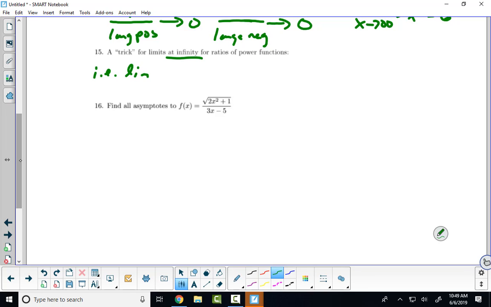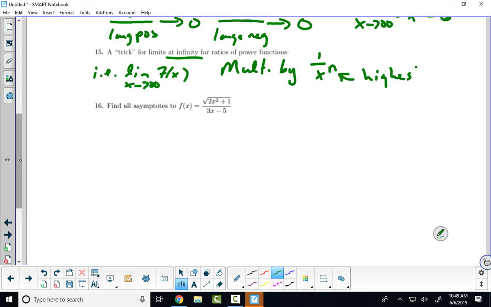So anyway, when you deal with limits at infinity, i.e. when you're looking at the limit as x approaches infinity of f of x, the trick to dealing with this is to multiply by 1 over x to the highest power seen in the denominator. One over x raised to the highest power seen in the denominator, over itself.